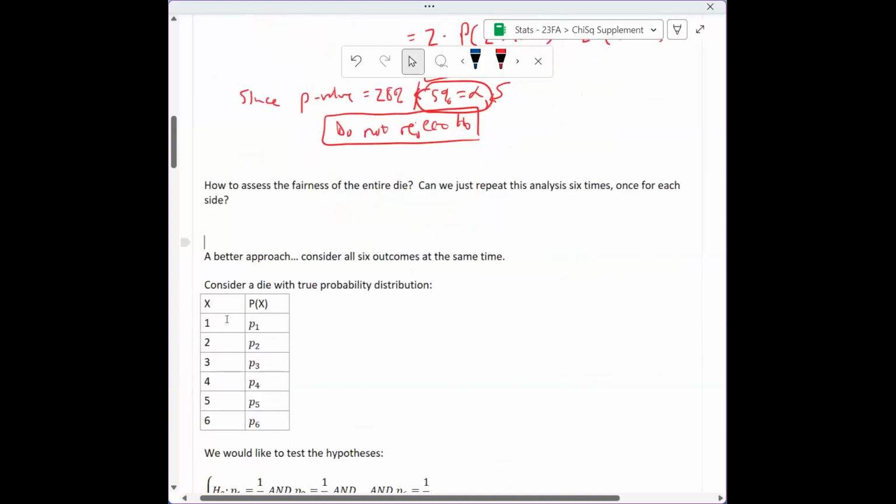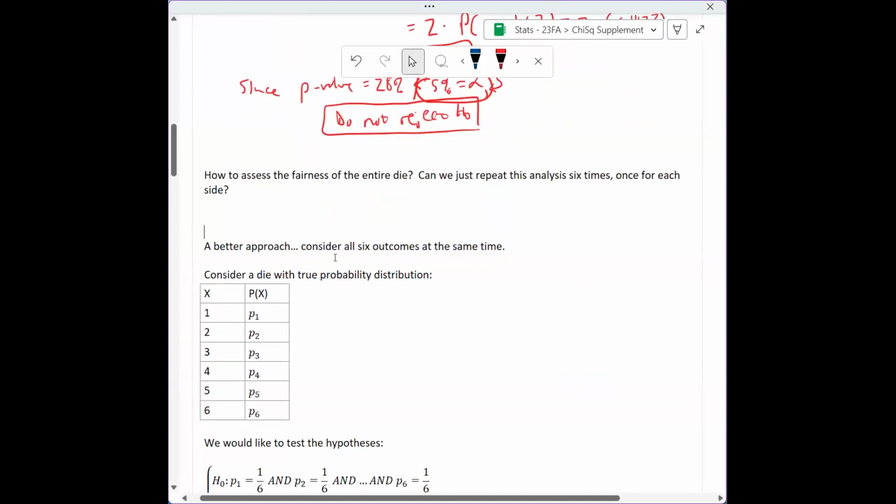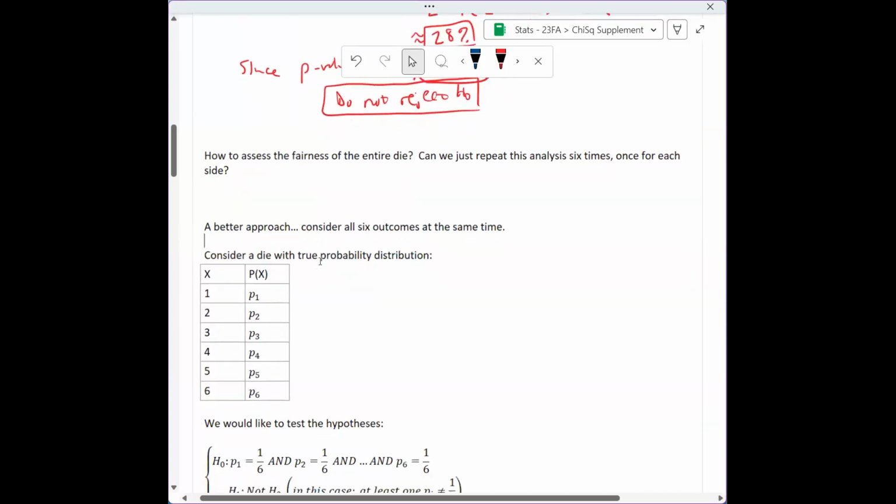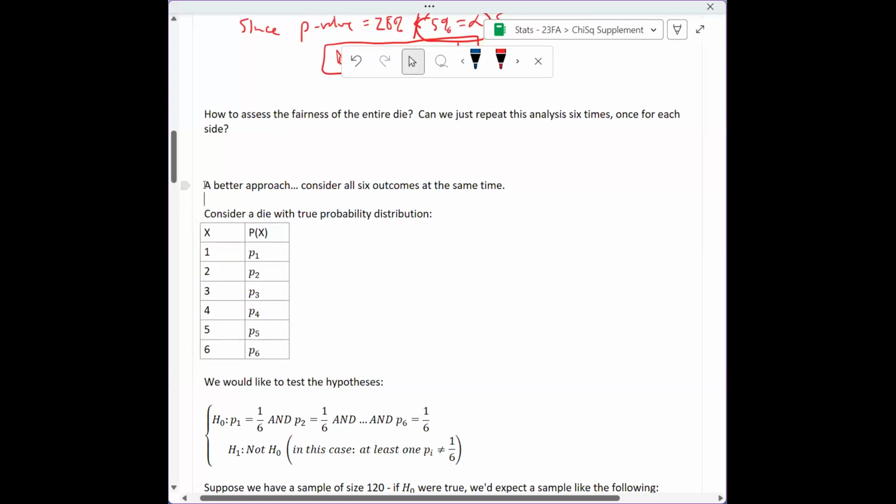So is there a better approach? And I think there is. I mean, better is always a little bit subjective, but I think this is a better approach. Let's create a new hypothesis test where we consider all 6 outcomes at the same time. We consider the entire empirical frequency distribution all at once in one hypothesis test.